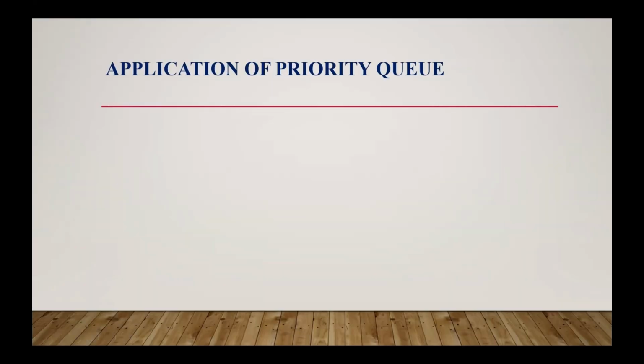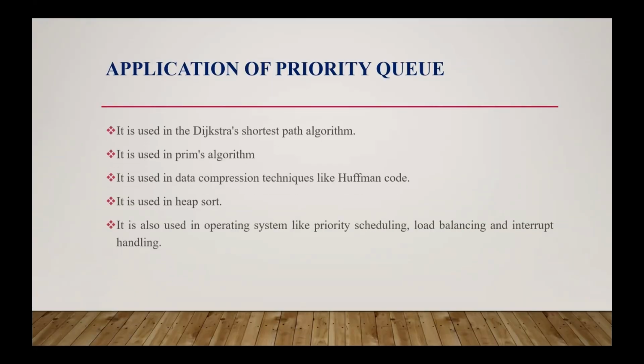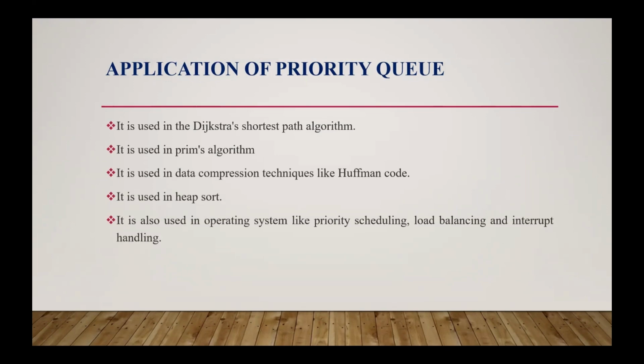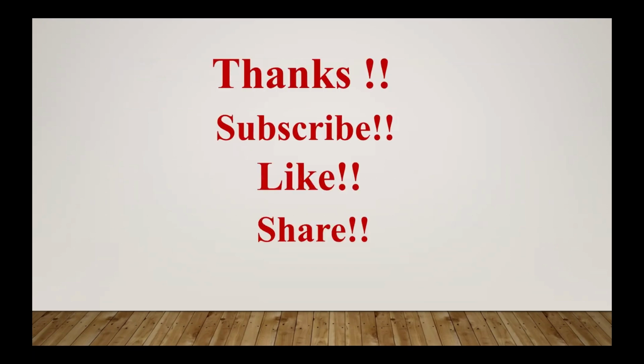Now we should know what the applications are, where we can use the priority queue. These include shortest path algorithms, which are algorithms where we use the priority queue. Also in operating systems, we use priority scheduling, load balancing, and interrupt handling. These are the areas where we can use the priority queue. In the upcoming session, when we go for the graph data structure, we will try to cover the applications of the priority queue.